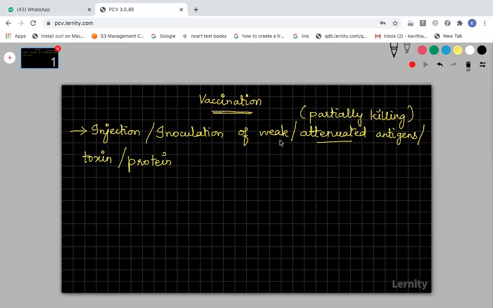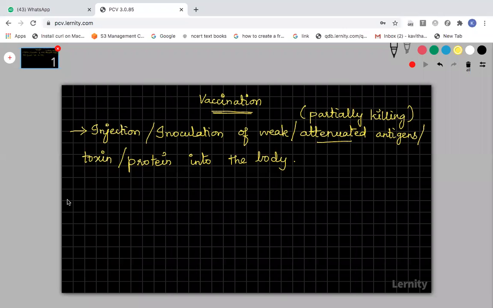Weakened in the sense that it will be very less potent, and it will not have the ability to cause the disease. Still it will be live. It will be partially killed, or it will be weakened. Those antigens, toxins or proteins which have been weakened or attenuated will be allowed to enter into the body. The injection or inoculation of weak or attenuated pathogens, toxins or proteins that are allowed to enter into the body is called the vaccination process.